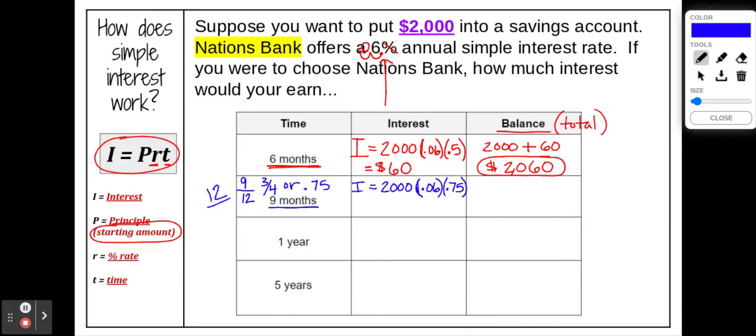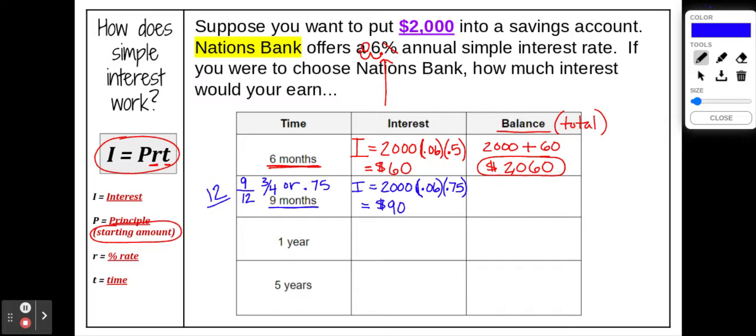Remember, time always has to be in years. So now in your calculator, type in 2,000 times 0.06 times 0.75, principal times rate times time. And let's find our interest. Does your calculator tell you $90? Yes, mine too. So do you see how, because we're leaving this money in the bank account for a little bit longer, 9 months now, we're going to earn a little bit more interest. So we earn $90 in interest.